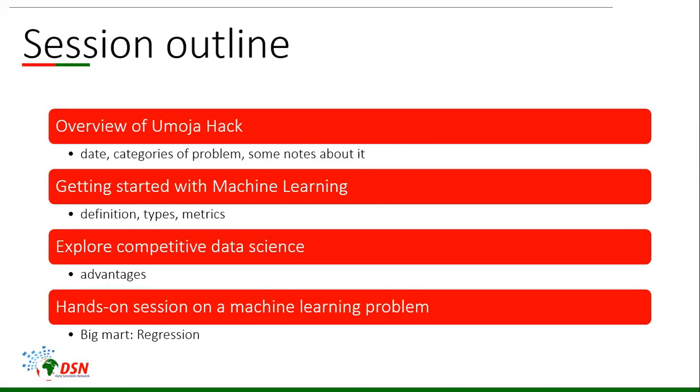We're also going to explore why competitive data science is important. Then we move to the hands-on section where we build a machine learning model and see how we can improve that model with different approaches, as time allows on this call. All right, so we can move to the next slide. Thank you.